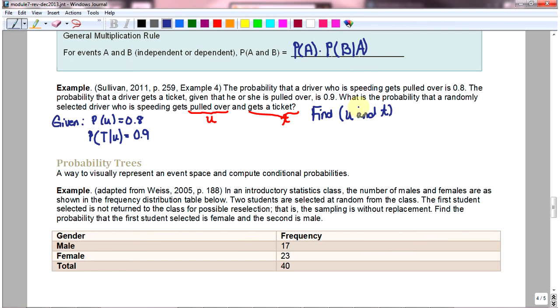All right, well, then to get what we're looking for, we can use our general multiplication rule. We need to find the probability of U times the probability of T given U. And fortunately, both of these are values that we were given. So we end up with 0.8 times 0.9, which is equal to 0.72.